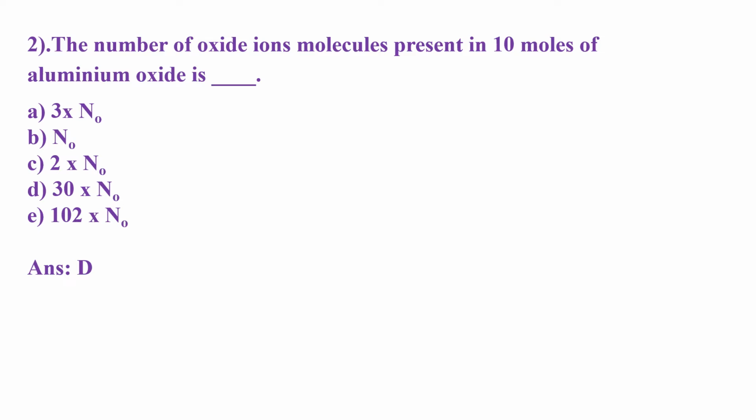Next, the number of oxide ions present in 10 moles of aluminium oxide, Al2O3, is equal to how many oxide ions? That is O minus 2 ions.